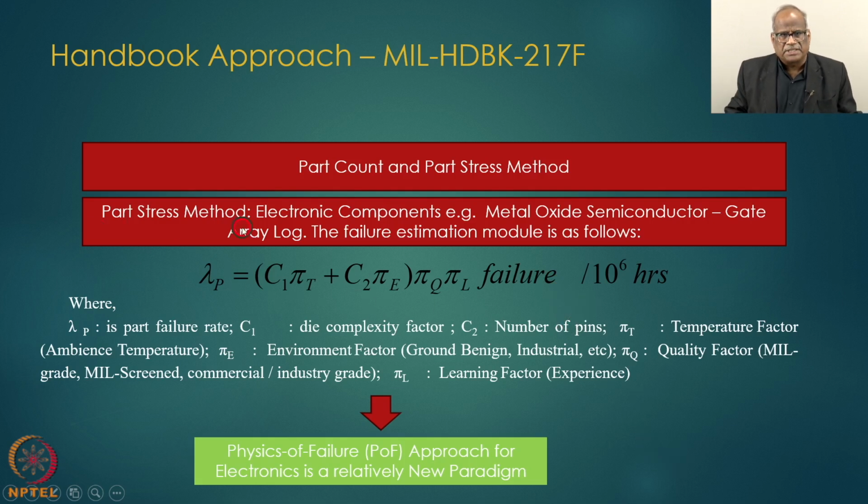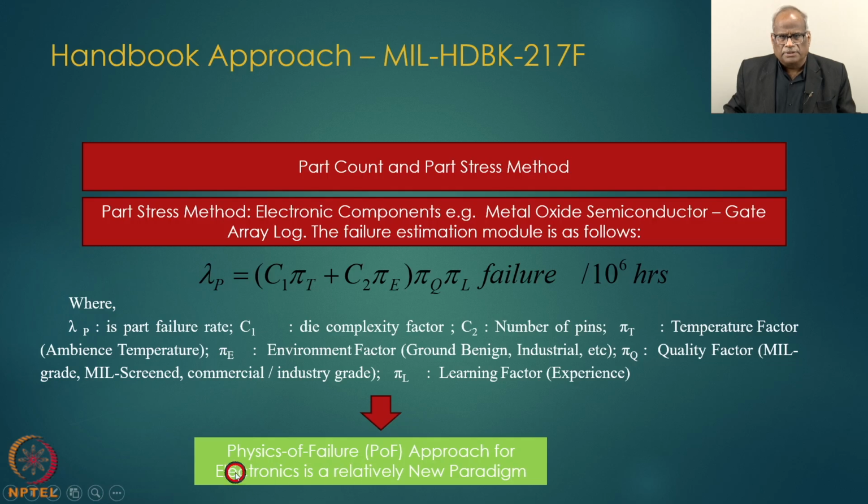And for the part stress method, this is for a microchip, this formulation has been given, and lambda p is the part failure rate. C1 and C2 are complexity factors, this is the number of pins, and this is the complexity, that is the number of transistors and number of gates in the device. Pi t is the temperature factor, pi e is the environmental factor, then the quality factor and the learning factor. And we have to use these factors for our plant; this is a model for a microchip. In the same way, models are there for resistors, capacitors, and all electronic components. We have the model and we can use it.